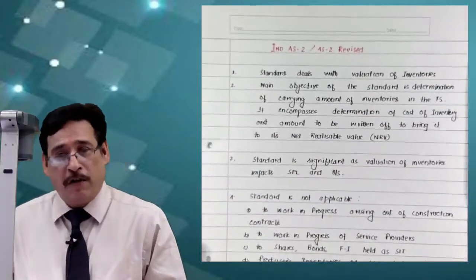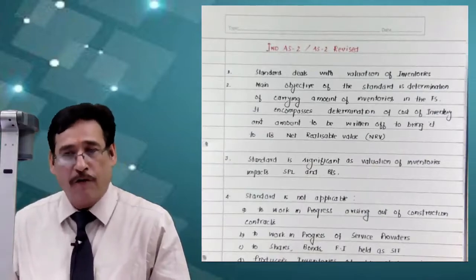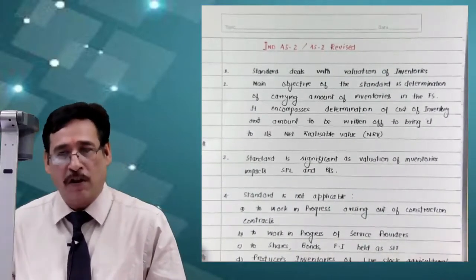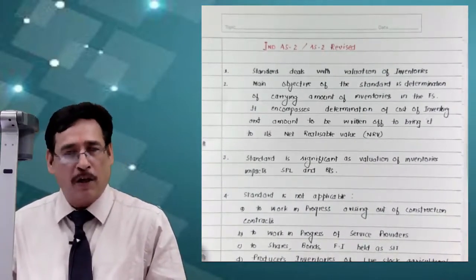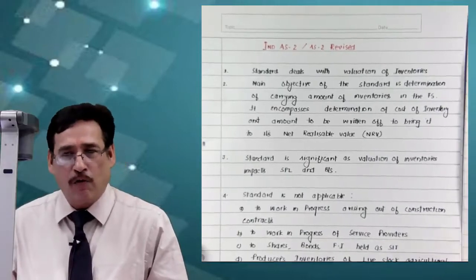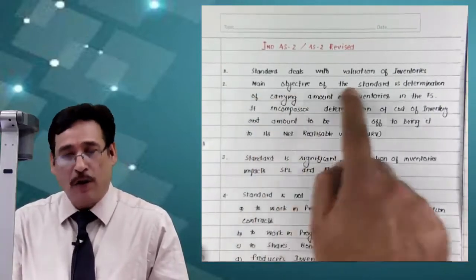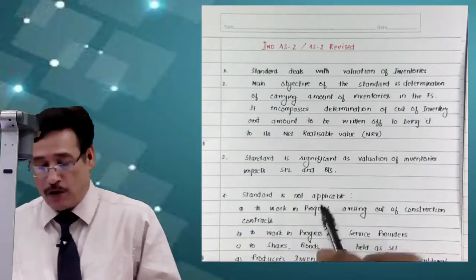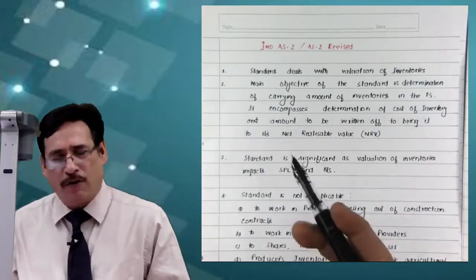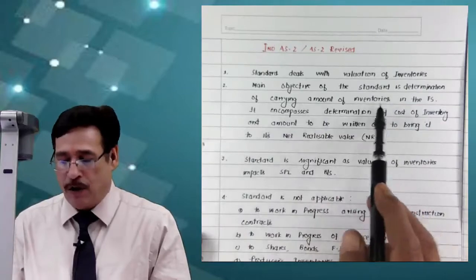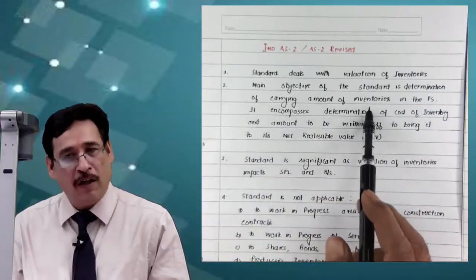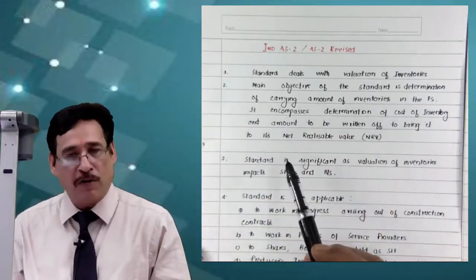I have already written this for you. I'm not going to write in front of you today, especially in this session, because the initial part is very simple, and these are the normal things which we have written. First thing, I have already told you that the standard deals with valuation of inventories. And of course, the main objective of the standard is the determination of the carrying amount of the inventory in the financial statement.